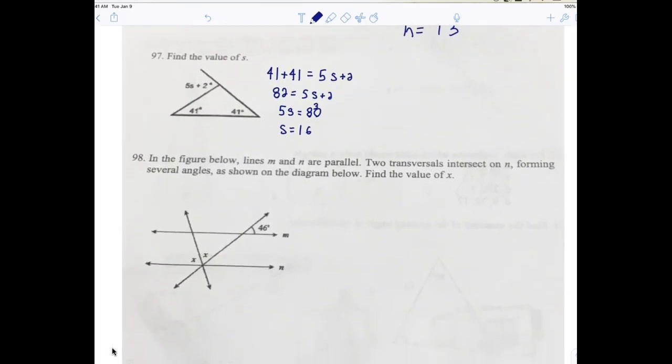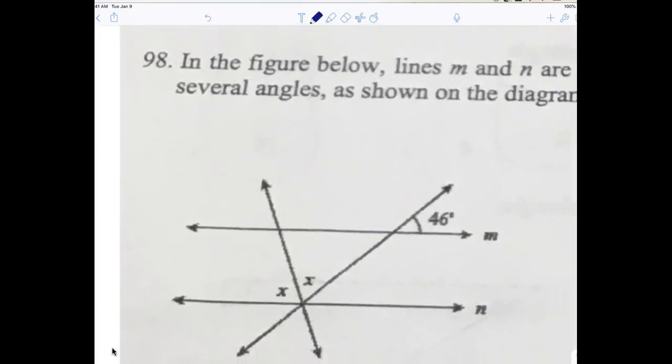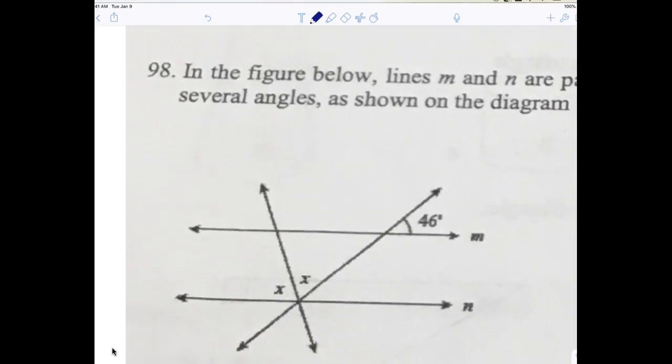Okay, so now we got to figure out what x is over here. So now these are parallel. This is kind of hard, so I want you to pay attention. Come on, you got this. In the figure below, lines M and N are parallel to transversals that intersect on N, forming several angles as shown on the diagram below. Find the value of x.